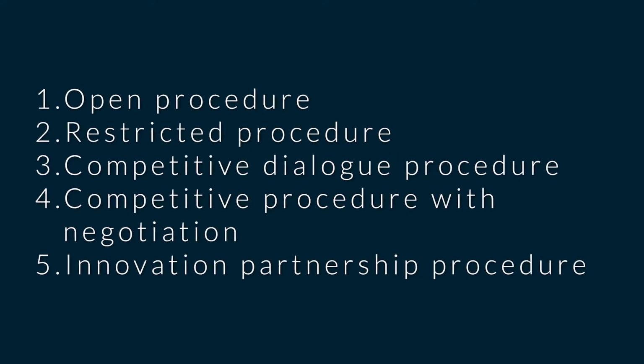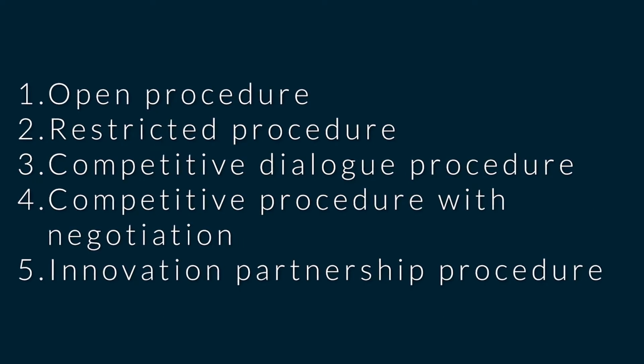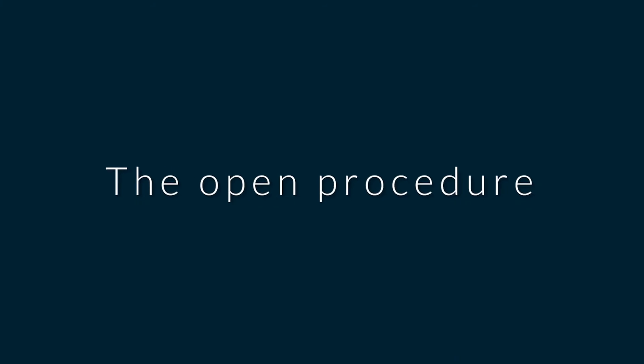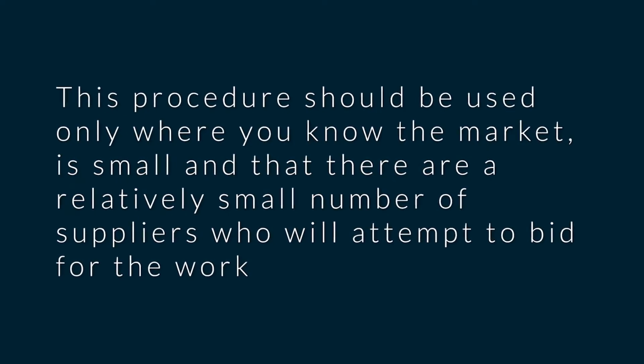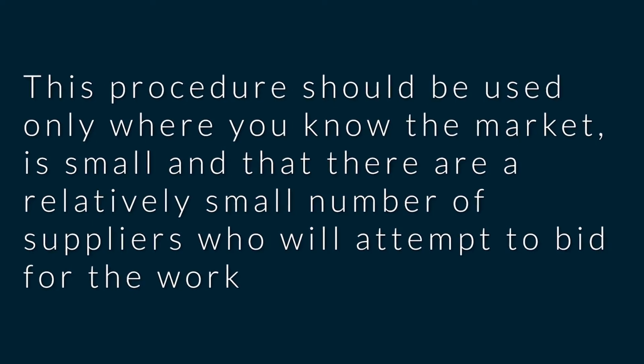But for the most part, we have open procedure, restricted procedure, competitive bidding, competitive dialogue procedure, competitive procedure with negotiation, as well as innovation partnership procedure. So let's go over all of these, and let's start with open procedure. In this case, you allow everyone you think is qualified to submit their tender bids. This procedure should be used where you know the market is small and that there is a relatively small number of suppliers who will attempt to bid for the work, because otherwise you're just going to be flooded by tender bids from people you're not even interested in working with.